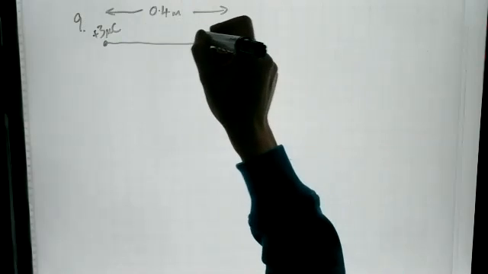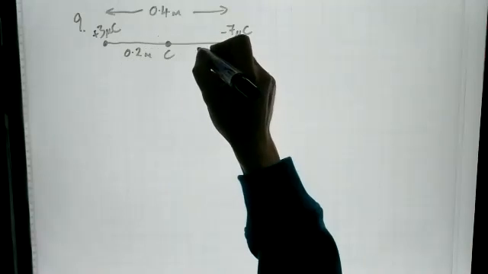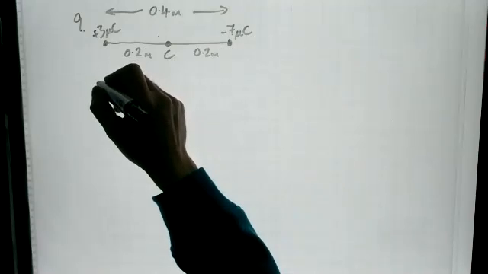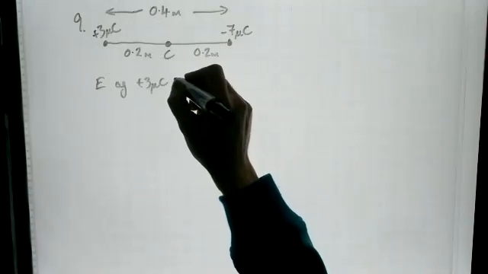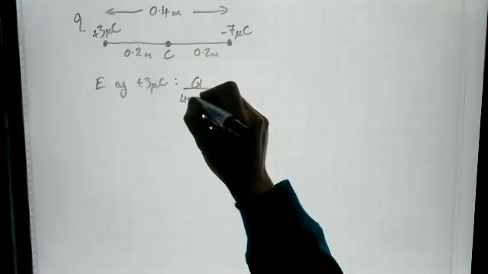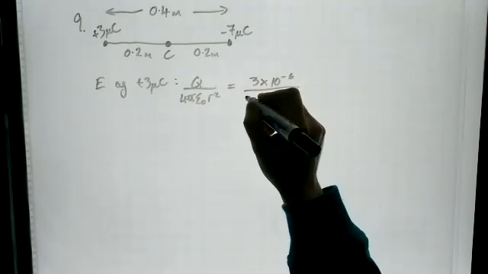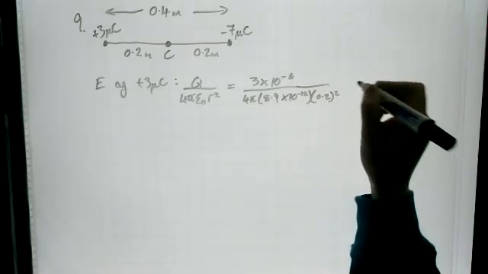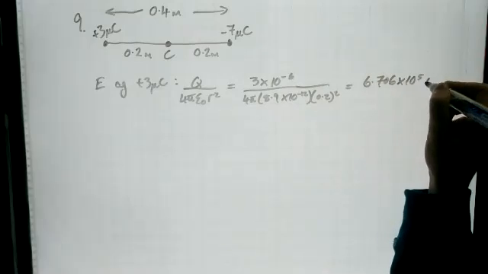So halfway between is 0.2 meters from each charge. First consider the +3 microcoulomb charge. E equals Q over 4 pi permittivity of free space r squared, which is 3 by 10 to the power of -6 over 4 pi by 8.9 by 10 to the power of -12 by 0.2 squared. That gives 6.706 by 10 to the power of 5 newtons per coulomb.